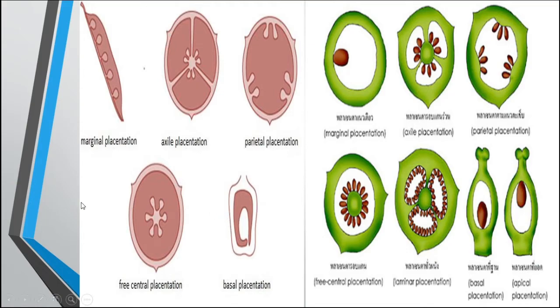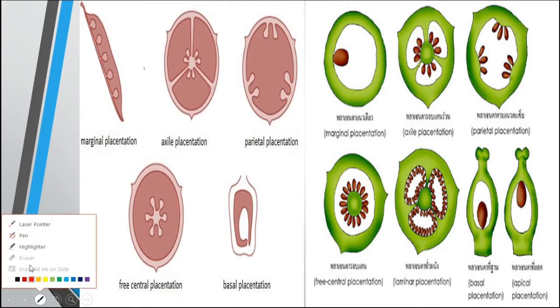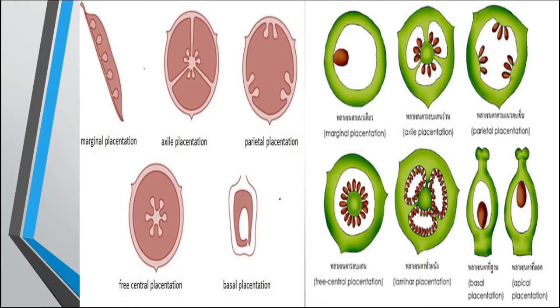Here we can see the placentation, that is the mode of arrangement of the ovule inside the ovary. Such type of arrangement is known as marginal. Here we can see this is the marginal type. Then axile placentation, present in the axis, axile position. Parietal, when it is present on the parietal wall, the outer wall of the ovary. Free central, that means in the center, in free central condition. Here basal placentation. So these are different types along with the diagram.